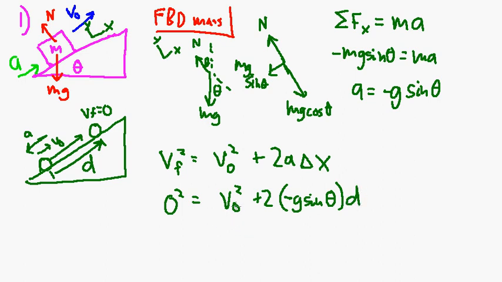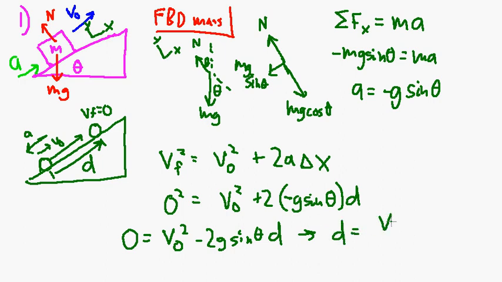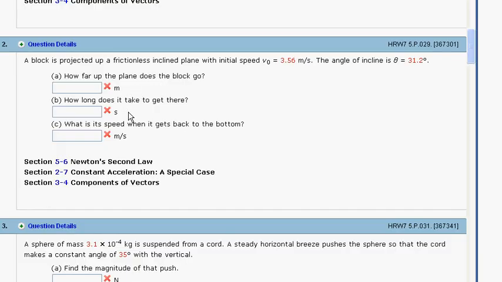And then we want to solve for d, right? So let's go v naught squared minus 2g sine theta times d equals 0. And so then d is going to equal v naught squared over 2g sine theta. Okay, so there is part one, part A.